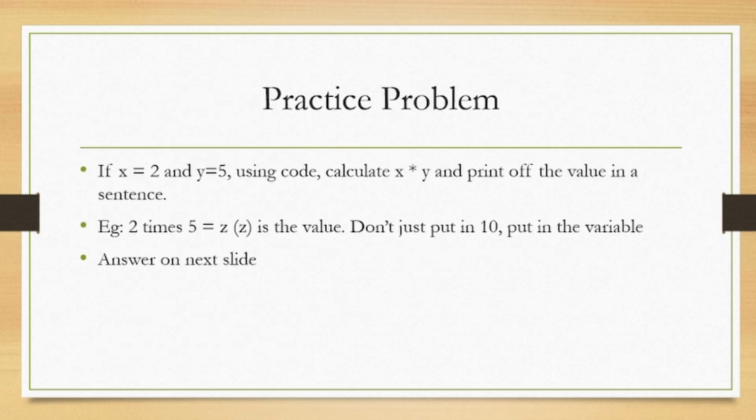So let's have a practice. Say x is equal to 2 and y is equal to 5. Using the code, calculate x times y, and then print off the value of x times y in a sentence. For example, make it type out "x times y is equal to z," where z is the value. Don't just put 10 in because you know that's what it's equal to. Make sure to calculate it within the code, store the value in a variable, and use that variable to print the answer. Feel free to pause here if you want to do this on your own. If not, the answer is on this next slide.